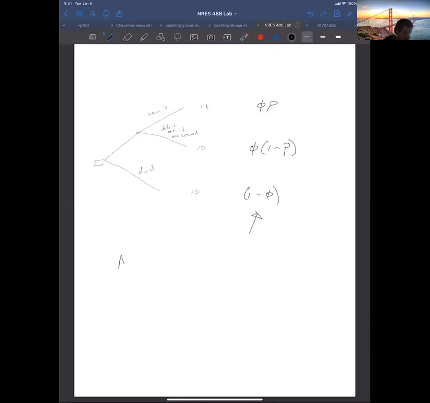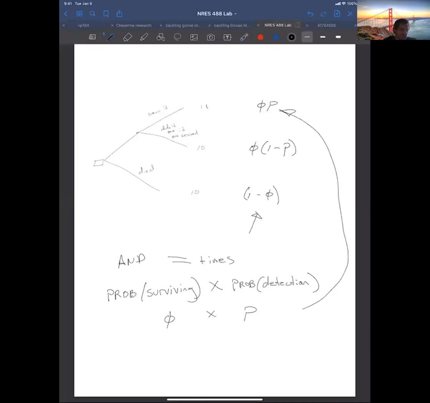So here's where I was going with that originally. The probability of surviving times the probability of detection. And the probability of detection is p, the probability of surviving is phi, so it's phi times p. And that's where this comes from.